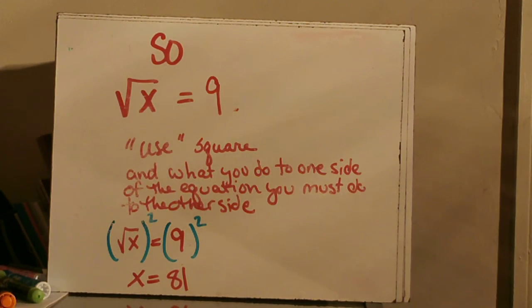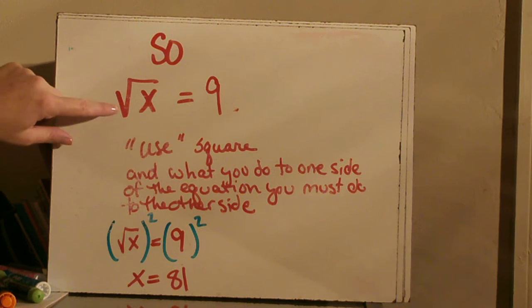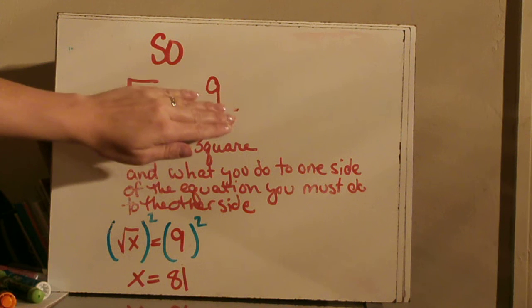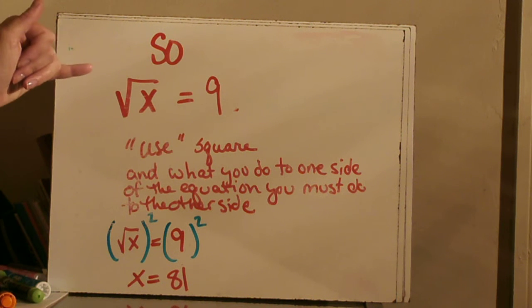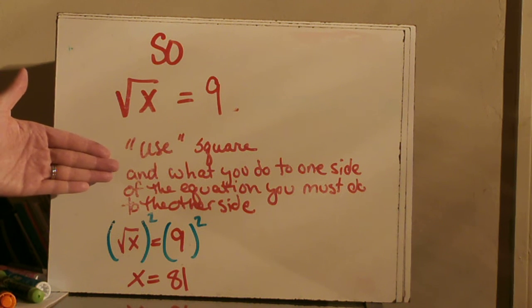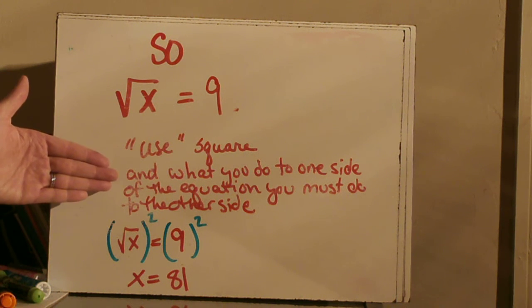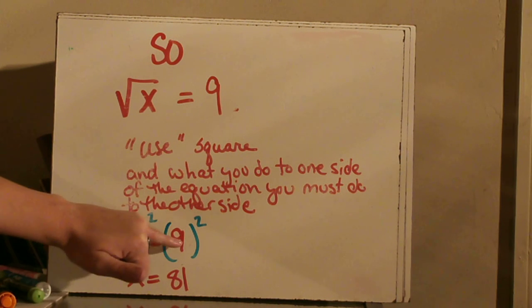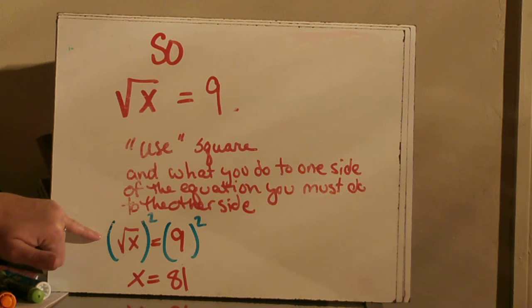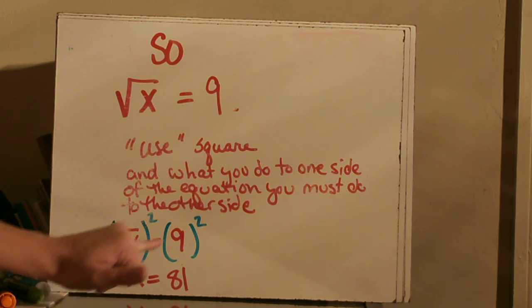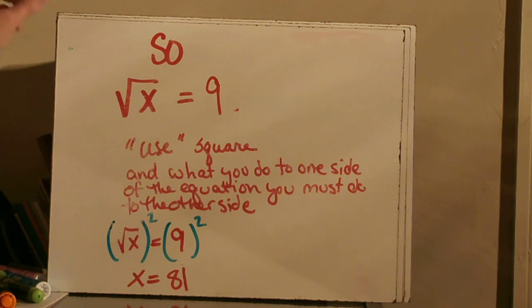So what this means is that if we had x underneath the square root, with the square root of x equals 9, we're going to use the inverse operation of square to undo the square root. And remember, what we do to one side of the equation, we must do to the other side. So I'm going to square both sides of the equation. This is going to undo the square root, leaving me with just x, and then 9 squared is 81.